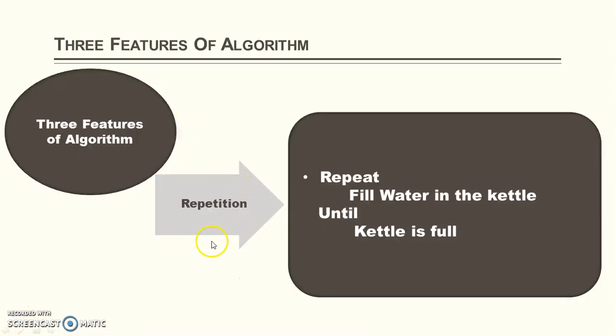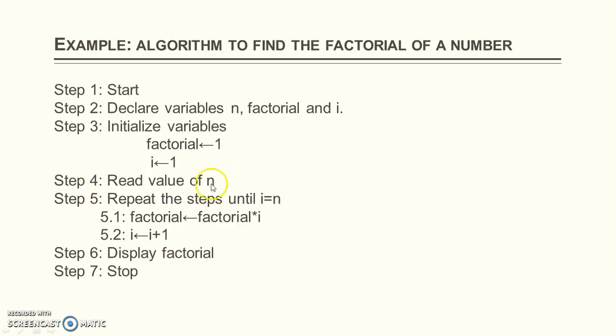Now let's discuss the third important feature of the algorithm, that is repetition. If you want to repeat some actions more than one time, then you can use the repeat scenario. It will be like this: repeat fill water in the kettle until the kettle is full. That means depending on some condition, you have to perform the sequence of actions. Okay, let's take an example for repeat.